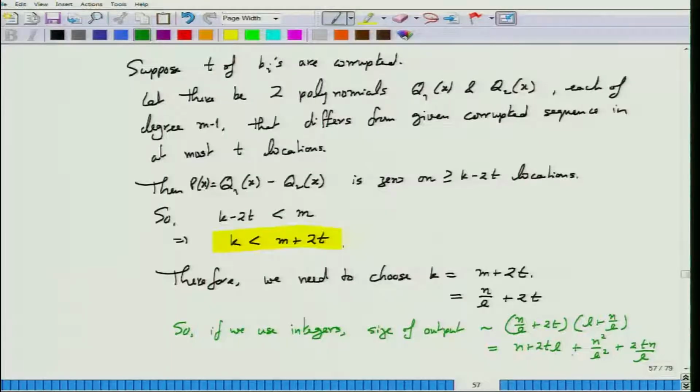And if you notice, typically we want L to be small. We don't want to deal with too big numbers. So the dominant term in all of this is going to be this n squared by L squared, because t is also comparatively much smaller than n, and L is comparatively much smaller than n. So n squared by L squared is the dominant term. Which tells us that for starting with n bits of data, we have to roughly go to about n squared bits of data in order to recover from t bits of error.